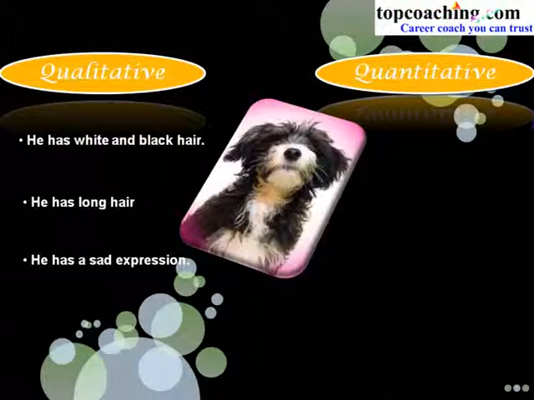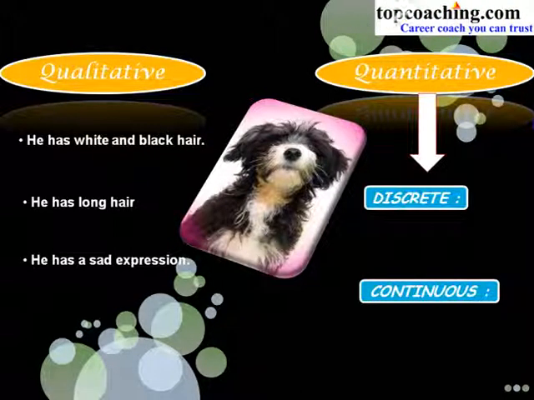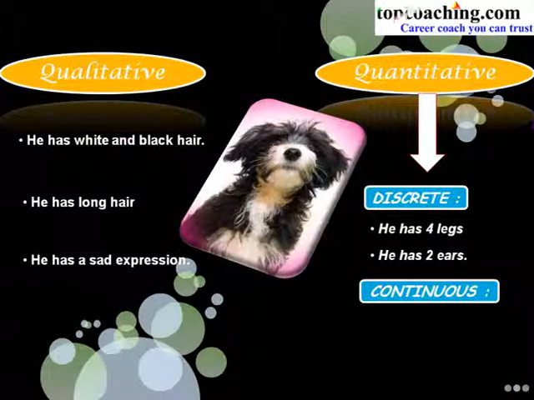Now if we talk about quantitative data, then again we have two types, that is discrete data and continuous data. Now what are the features which fall into the category of discrete data and continuous data about this particular dog? Let's see here. He has 4 legs, he has 2 ears. These two statements come under the category of discrete data. Why? Because we have already studied that we have to take certain values, or we can say whole numbers. So he has 4 legs, he has 2 ears, these can be counted.